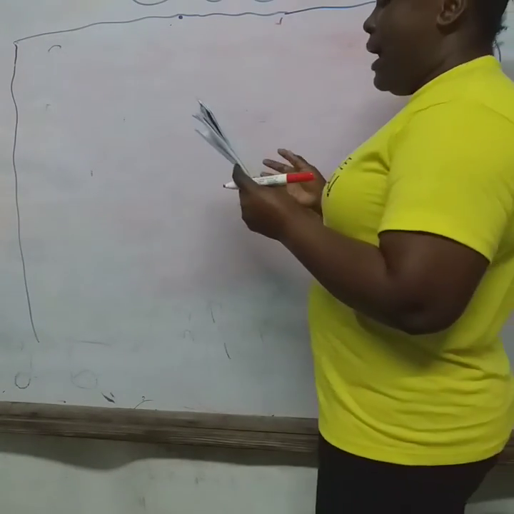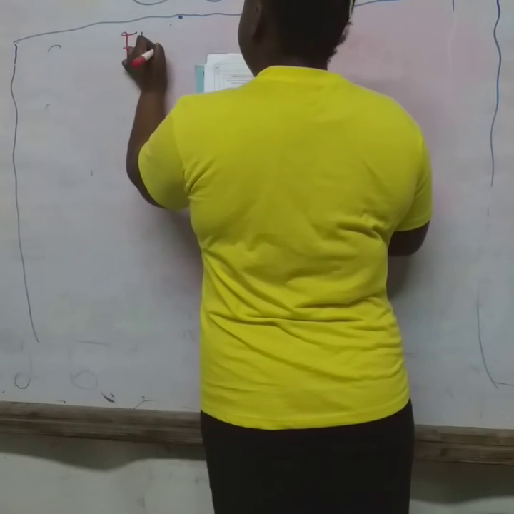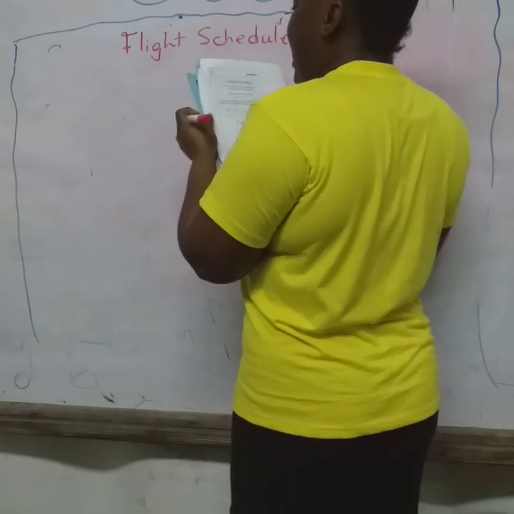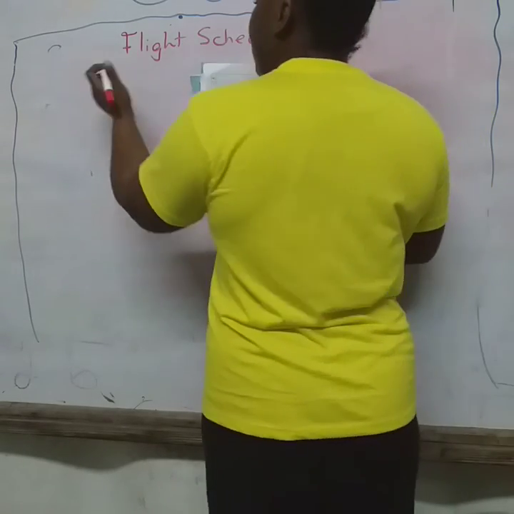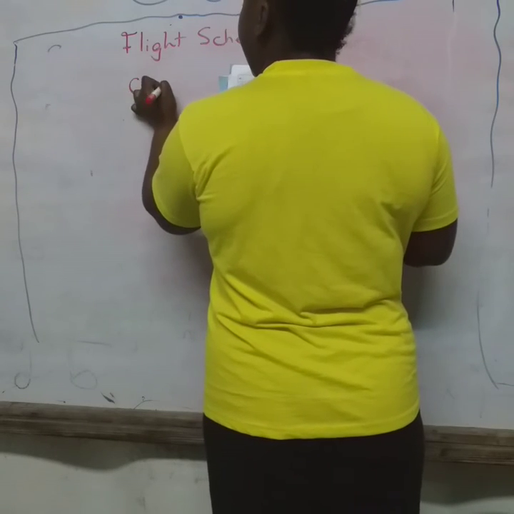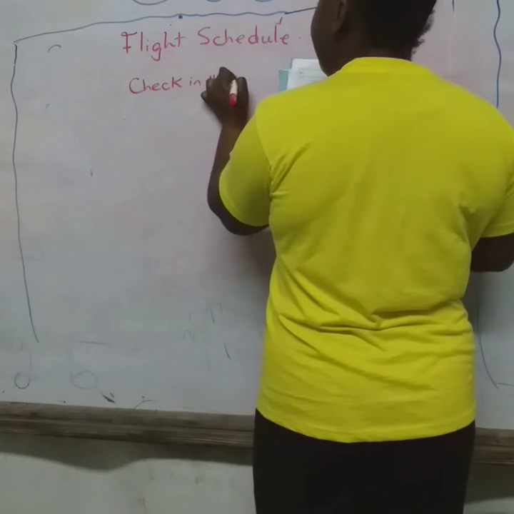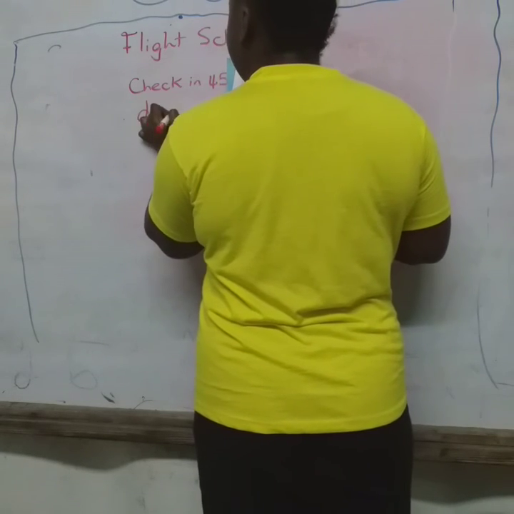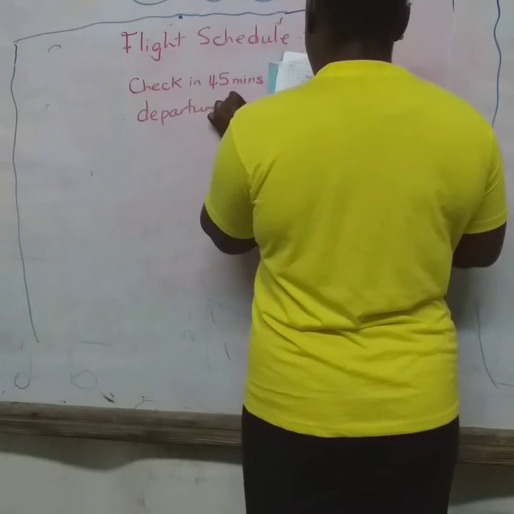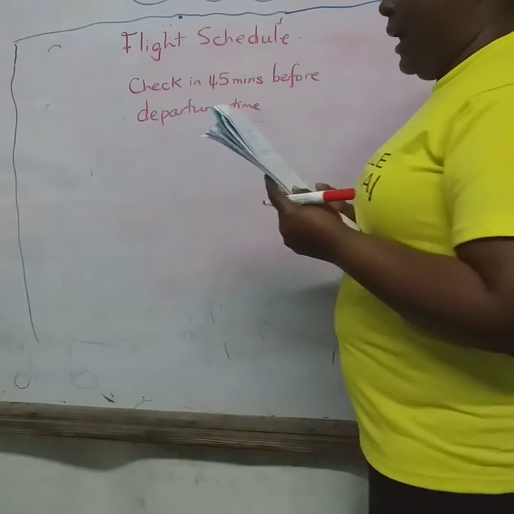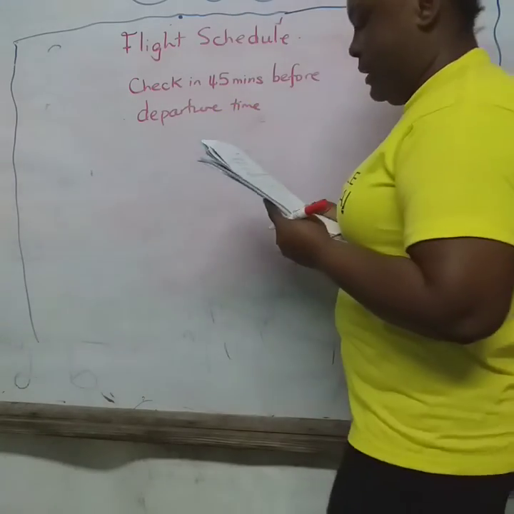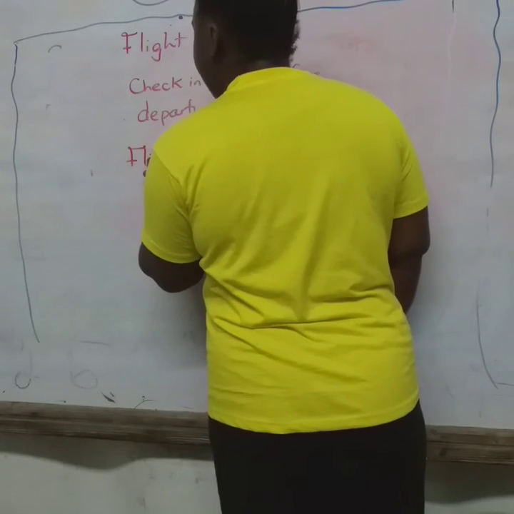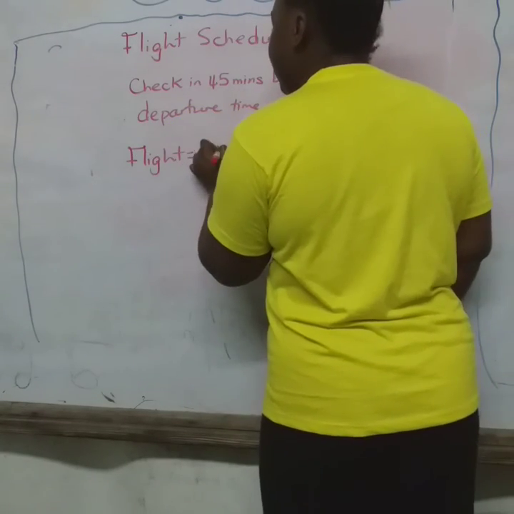Right. Here we have a flight schedule. And we have the information to check in 45 minutes before departure time. Anyone late will miss their flight, and the duration of the flight is 25 minutes. So we have this question: Johnny's flight was at 2:25 a.m.